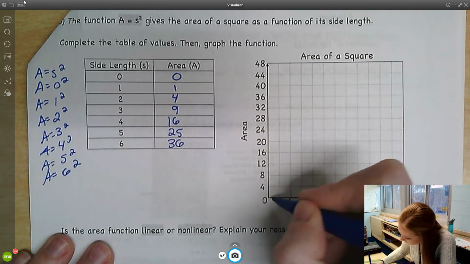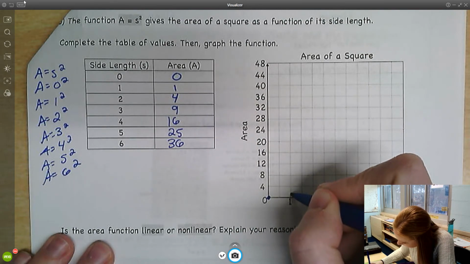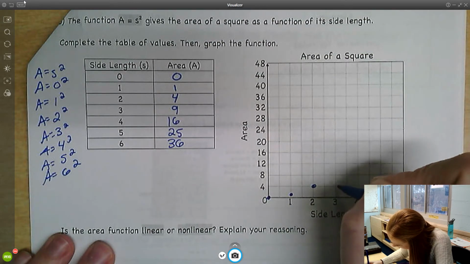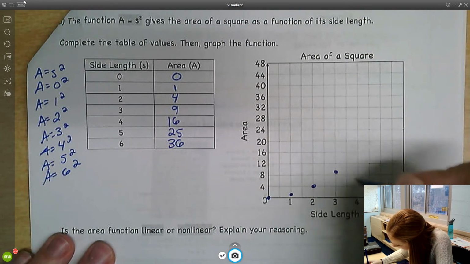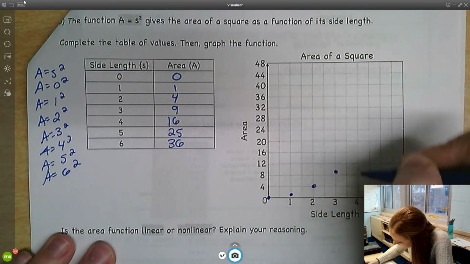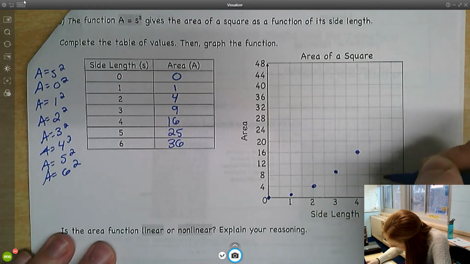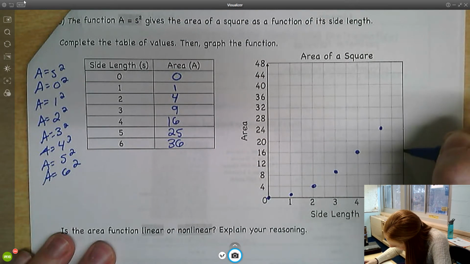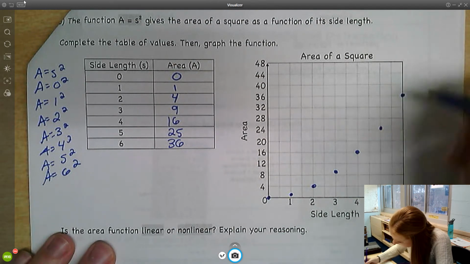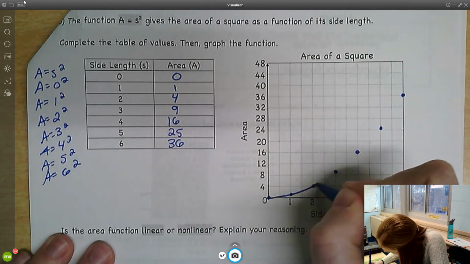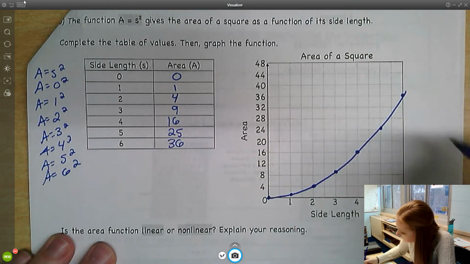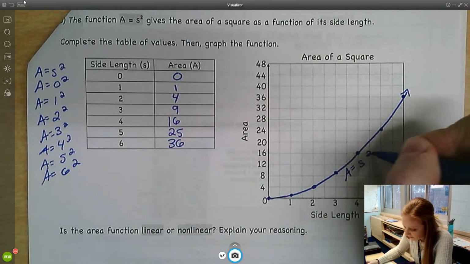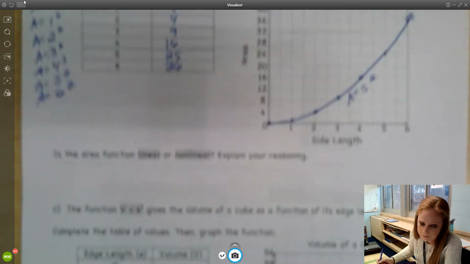Alrighty, let's graph it. 0, 0, 1, 1, 2, 4, 3, 9, 4, 16, 5, 25 would be right above 24, and then 6, 36 would be right here. I can't just connect those with a ruler. They're curving. Area equals side squared. This is nonlinear.